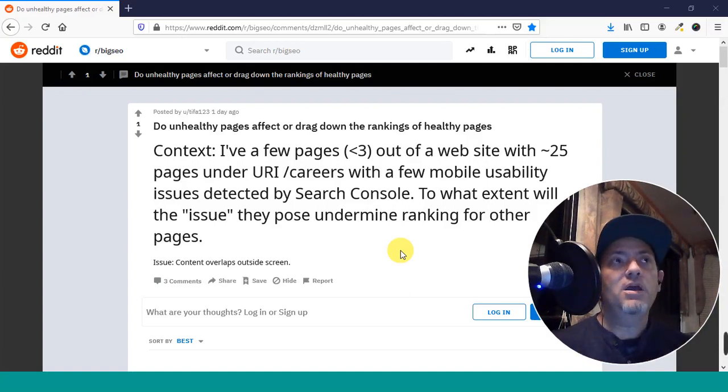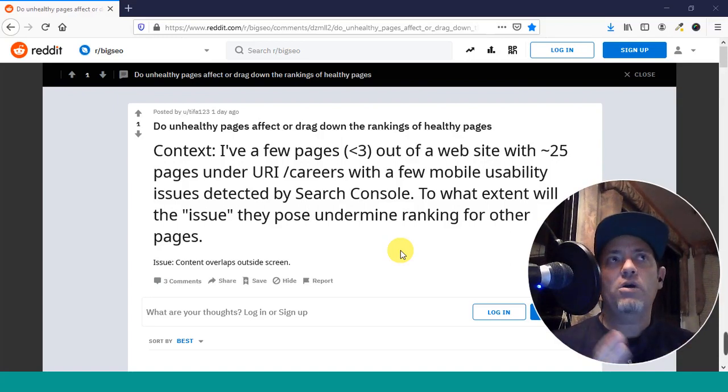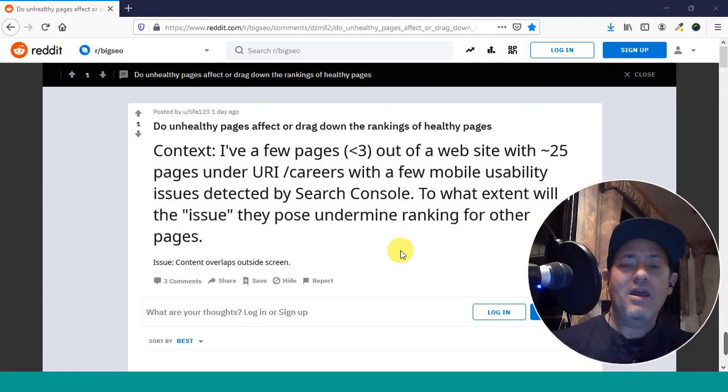Just fix the problem. Find what's different about this page versus the other pages on your site. Like I said, it's probably either a video or a map embed or something like that. That's usually what it is. Just take care of that issue and you should be good to go. Shouldn't affect your rankings at all.